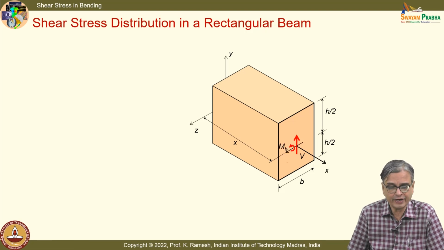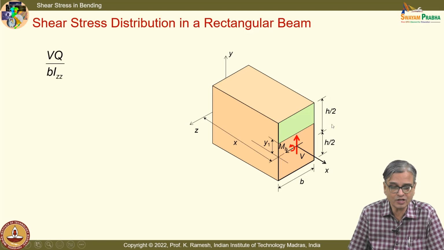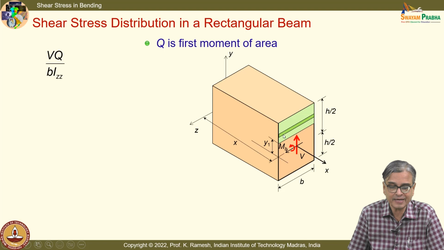And if I have to find out Q, I will write it in a generic fashion, because if the cross section is not a rectangle like this, then I should do the integration properly. So I take a small strip. This strip has a height of dy.